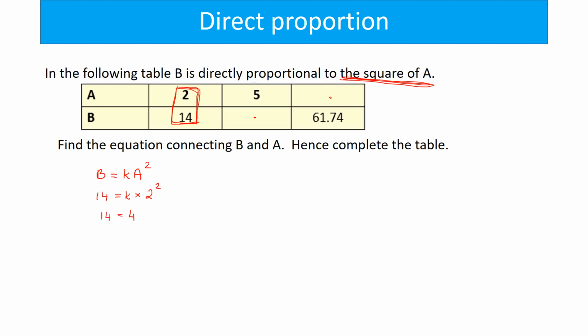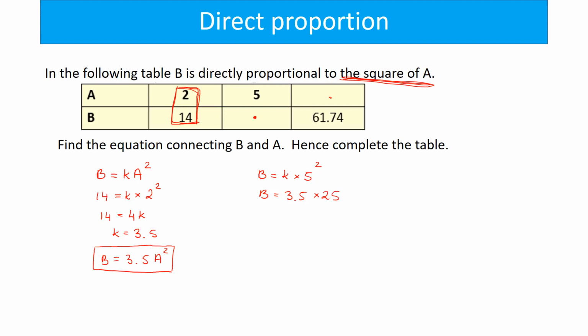14 equals 4K. So to find the value of K, we need to divide both sides by 4, and that is 3.5. Now I can put the value of K into my formula. So that is B equals 3.5A squared. Okay, this is my formula, and now I can use this formula to find the missing values in my table. So first I'm going to try to find the value of B when I have A equal to 5. Okay, so B equals K times 5 squared.